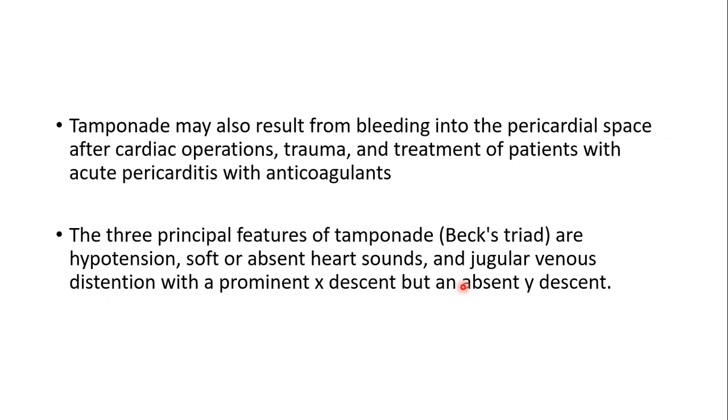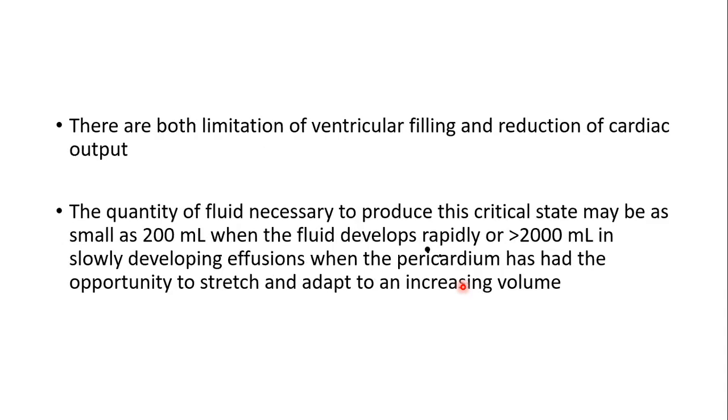Okay, so tamponade may result from bleeding into the pericardial space after cardiac surgery. It can be due to trauma, or treatment of patients with acute pericarditis with anticoagulants. And then the three principal features of a tamponade can be found with Beck's triad, where there's a drop in blood pressure, they tend to have hypotension, there's a soft or usually absent heart sound, and the JVP with a prominent X descent and absent Y descent, which I will explain. I think there's a picture to explain that, one or two slides from here. So there are both limitations to ventricular filling and a reduction in cardiac output.